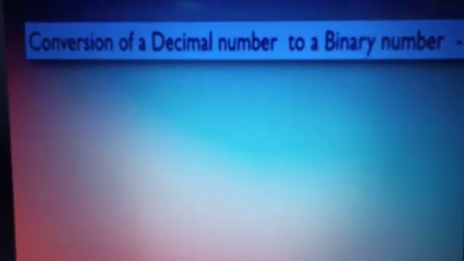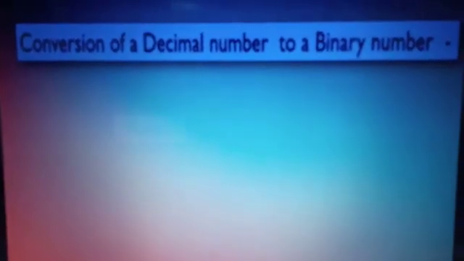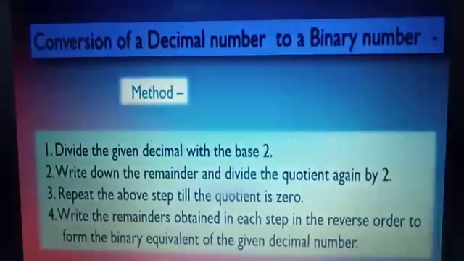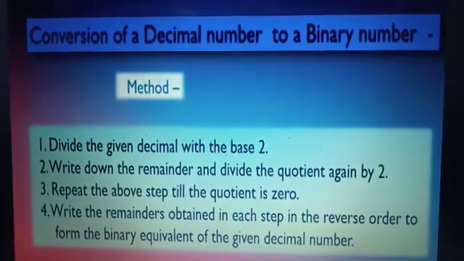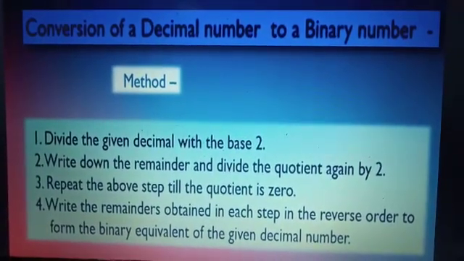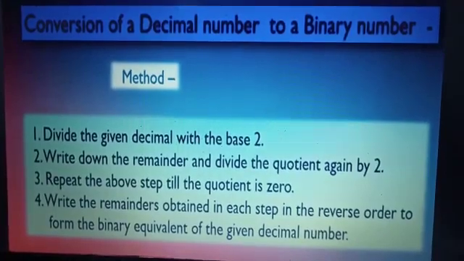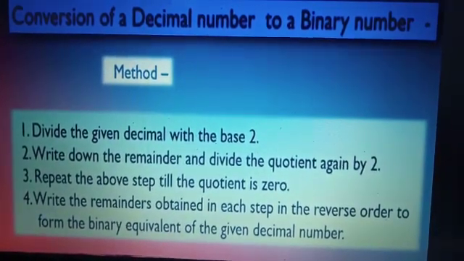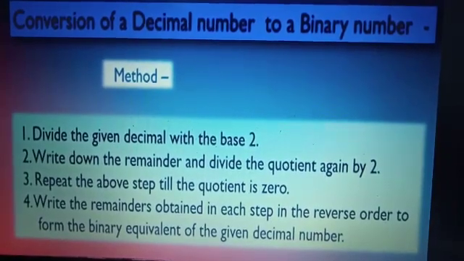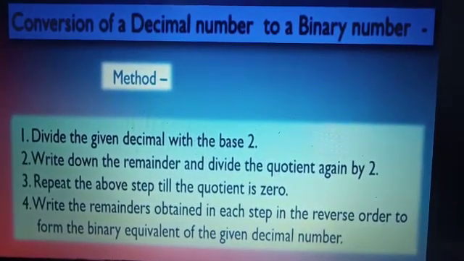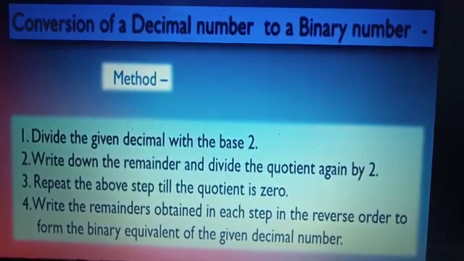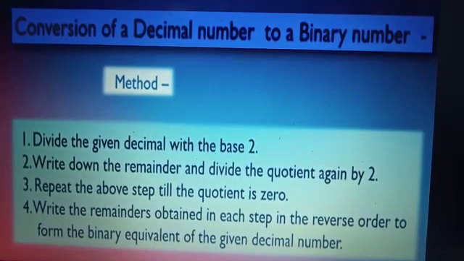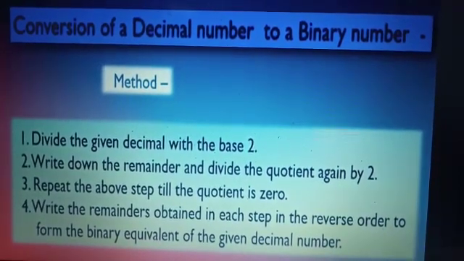Now, conversion of decimal number to a binary number. The method of this conversion is that you have to divide the given decimal by the base. Binary base is what? 2. And write down the remainder and divide the quotient again by 2. After dividing the number by base 2, you get the remainder and quotient. And again you have to divide the quotient by 2, and repeat the above step till the quotient is 0.